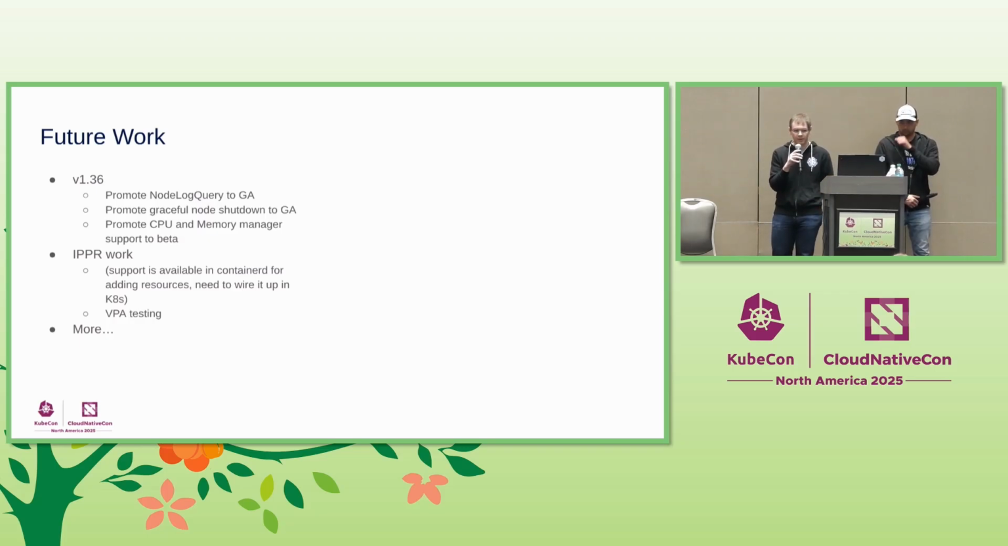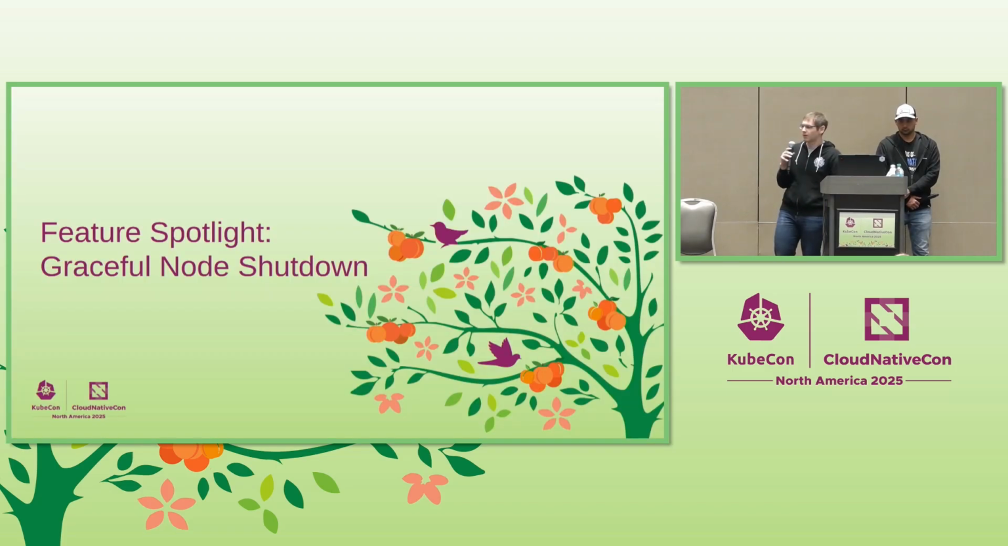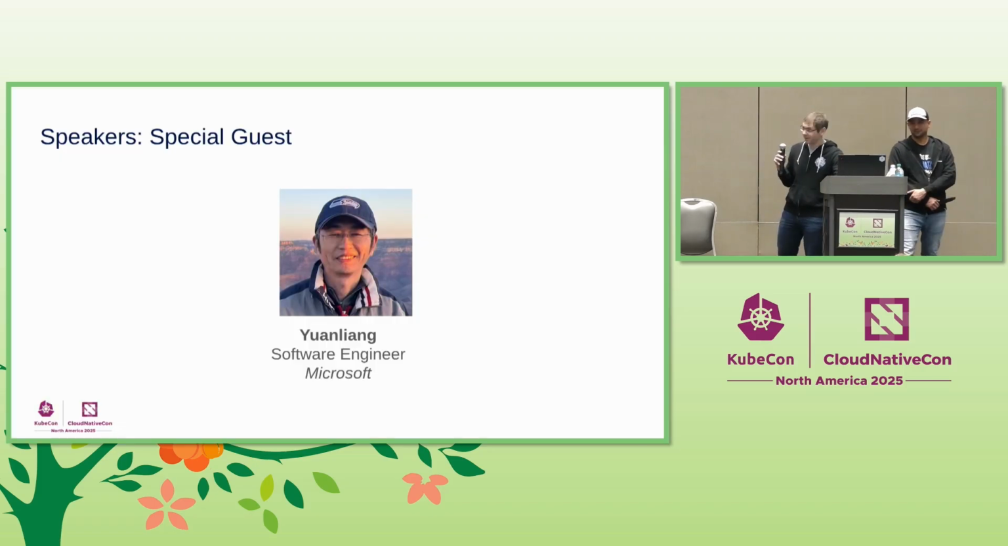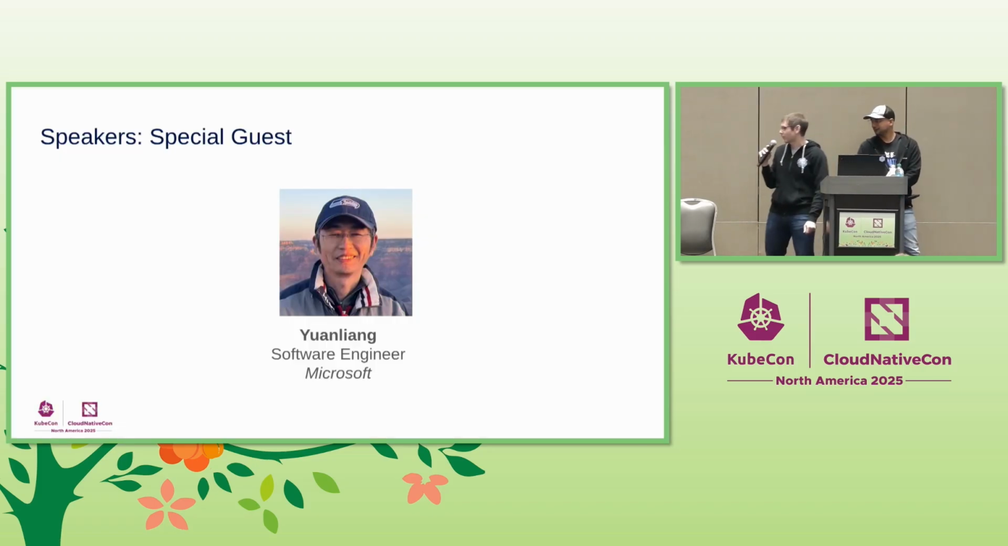We just need a little bit of time to wire it up and test it in the kubelet, and hope that bringing the vertical pod autoscaling functionality, in addition to the existing horizontal pod autoscaling functionality, to Windows will help with flexibility. We'll talk a little bit more about future work later in the talk. But now I actually want to bring up Yuan Liang, who's here to talk about some of the work that he did for graceful node shutdown.